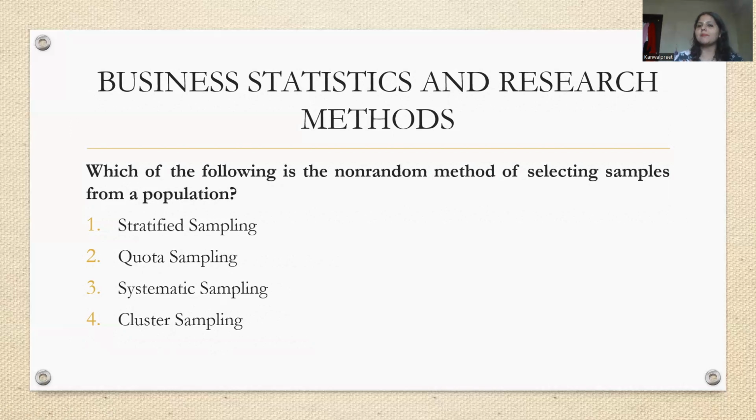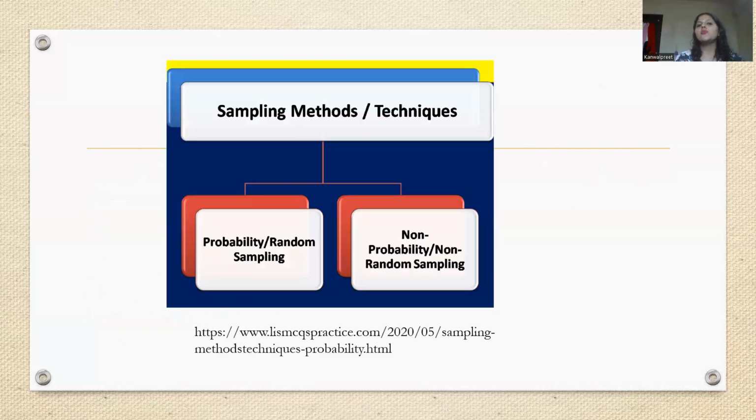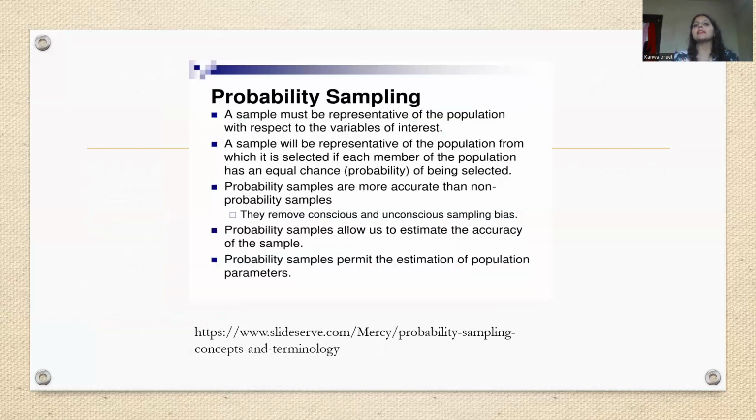Non-random. Now there are two types of selecting samples. Okay, one method is known as probability, and the other method is known as non-probability. Now you know when we toss a coin, either we get heads or we get tails. So there is a probability of either head or tail. Okay, now what is non-probability? Let's see. In probability sampling, a sample must be representative of the population with respect to variables of interest.